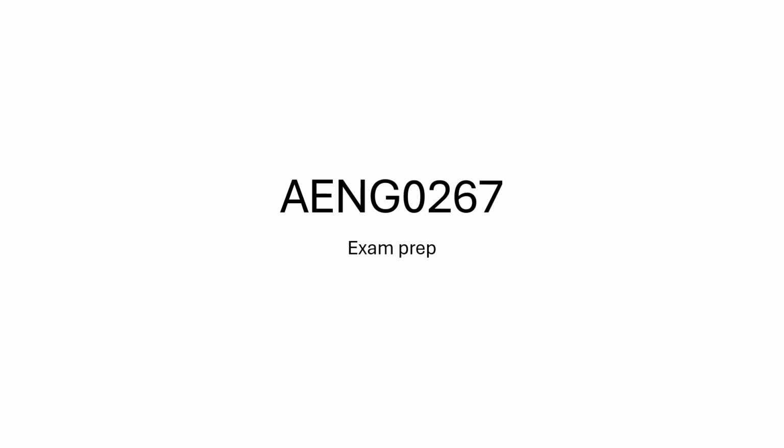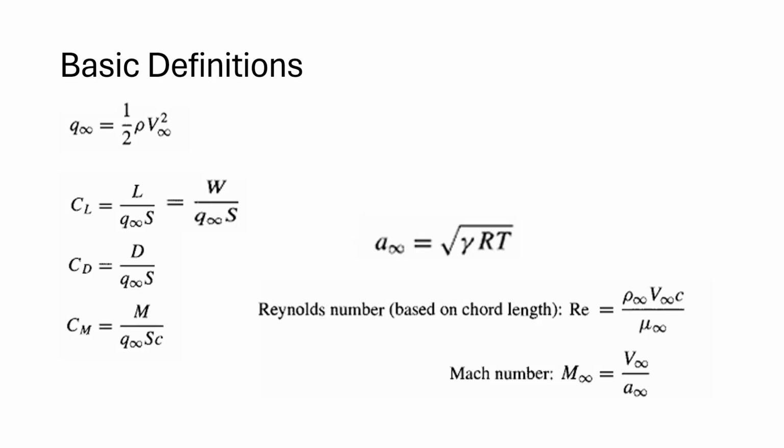So here's a quick review of the course in preparation for your exam. First thing is the basic definitions. Dynamic pressure is half rho v squared. Coefficient of lift is lift divided by dynamic pressure times area, or W over S times 1 over q infinity. Same is the case for CD and coefficient of moments. You should know these things.